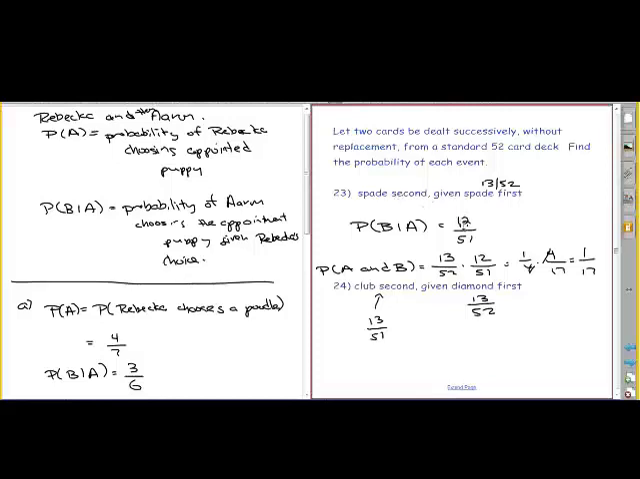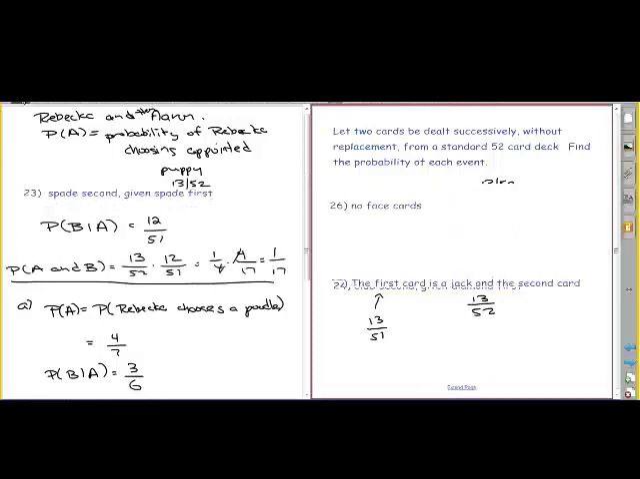So I still have 13 clubs in the deck, but I have one less card in the deck. In the case of 2 spades, I decrease both the numerator and the denominator: the denominator because I take a card, the numerator because I take a spade. Here, I decrease the denominator by 1 because I've taken a card, but I don't decrease the numerator because I haven't taken a club. So if I wanted the probability of picking a diamond first and a club second, I would multiply these two together.